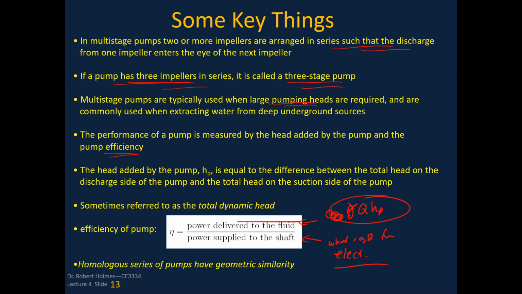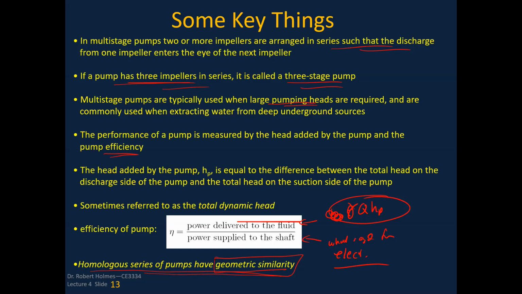The last thing I want to talk about on this particular page is the concept of homologous pumps. That means we have geometric similarity. When you see a pump head curve, usually you'll see multiple curves. That means these are multiple types of pumps, but they're all homologous or geometrically similar. When we talk about geometric similarity, we're thinking of things that are scalable and stay within scale.